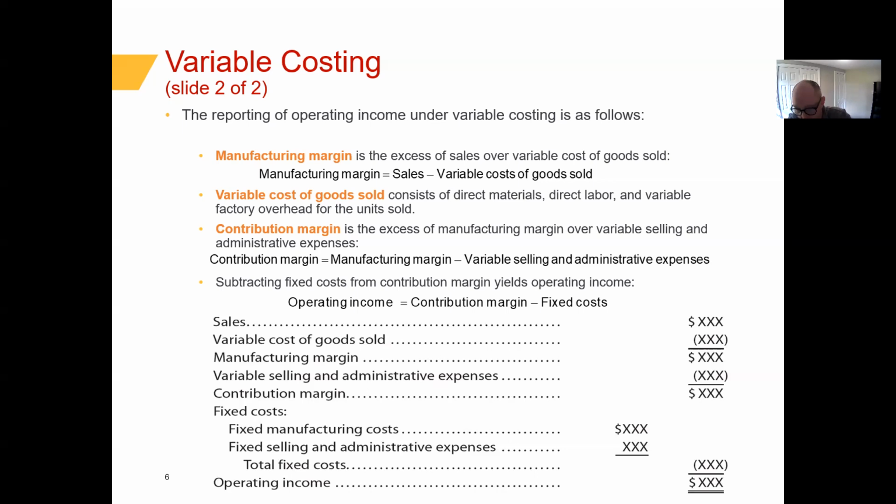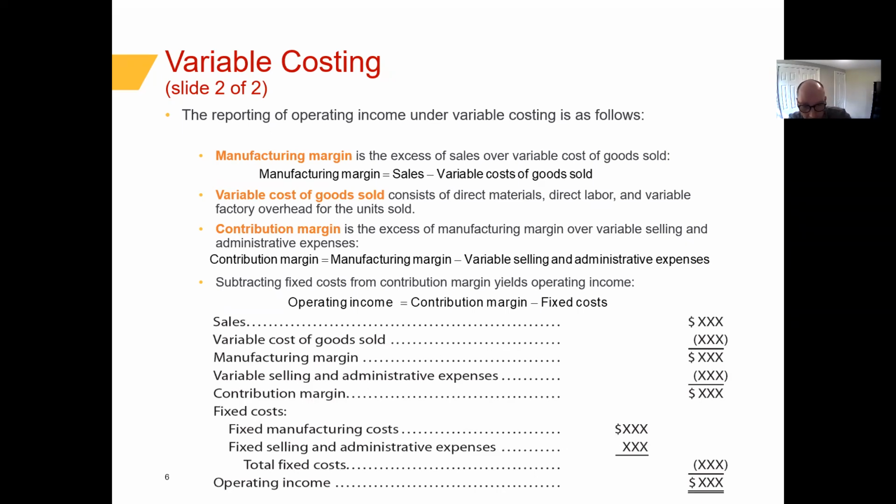Now, hopefully you know what contribution margin is. It's manufacturing margin minus variable selling administrative expenses. Yes, of course. But contribution margin is the difference between sales minus your cost of goods sold, essentially. So the concept here is we look at our contribution margin to understand our gross profit. And then we notice our fixed costs.